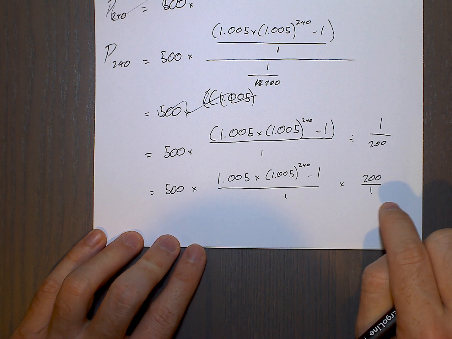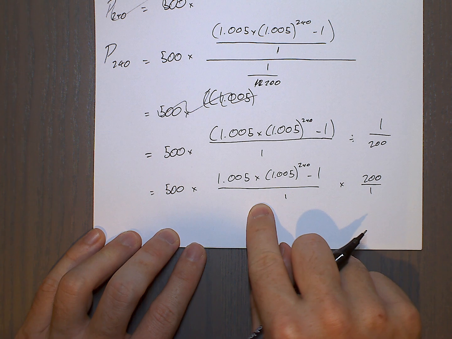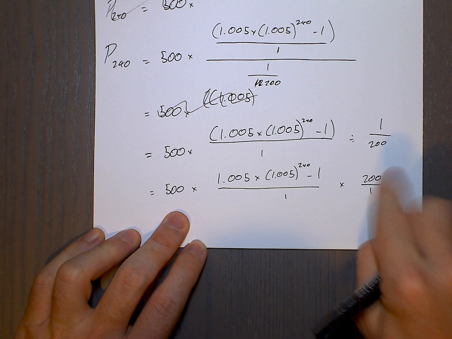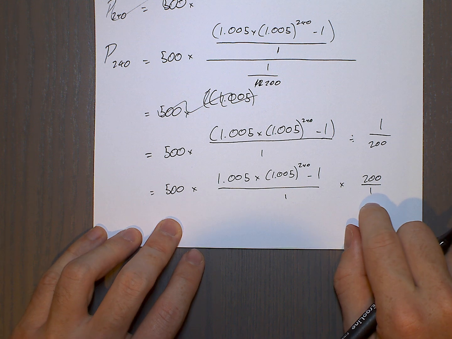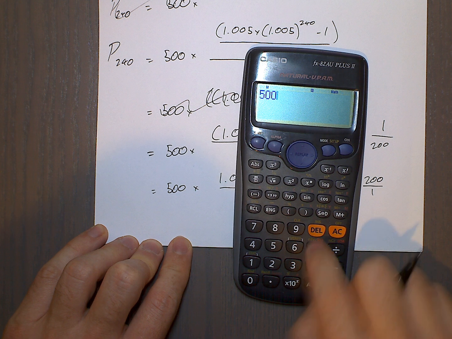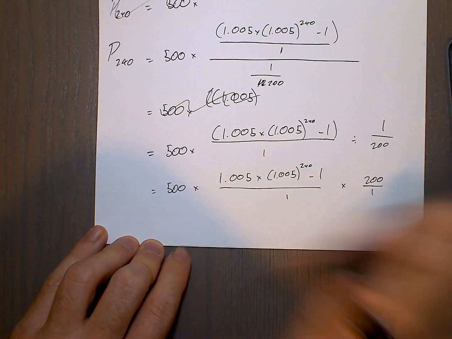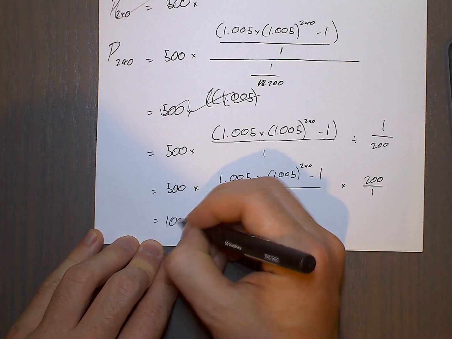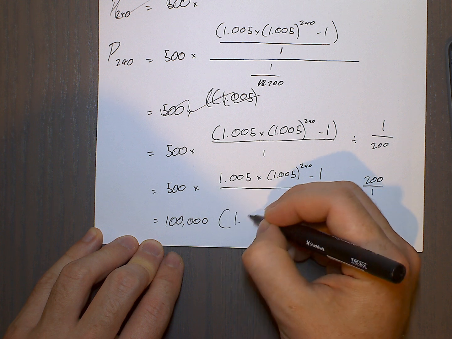Now, this is the part where it gets a little bit confusing. Well, not really. They go 200, and they can't skip this part. And because these are all times, they go 200 times 500. Okay, and remember 200 over 1 is just 200. And so what's it going to give us? 500 times 200, it's going to give us 100,000. So what this actually becomes is this.